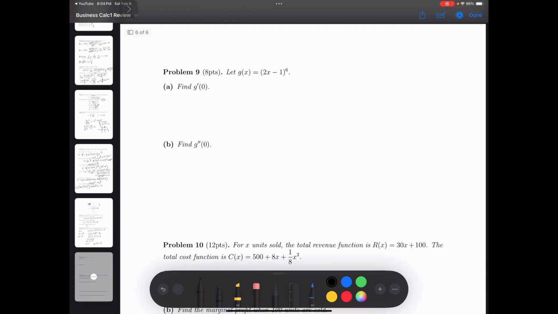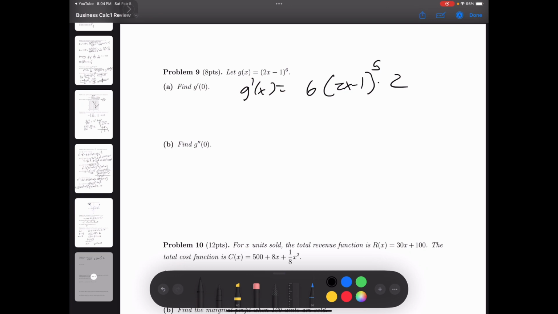Next up, we have a function g of x. We're finding g prime of 0. So we need to find g prime. G prime of x is going to be, this is a chain rule. We're going to get 6 times 2x minus 1 to the 5th for the outer function, times the derivative of the inner function, which is 2.